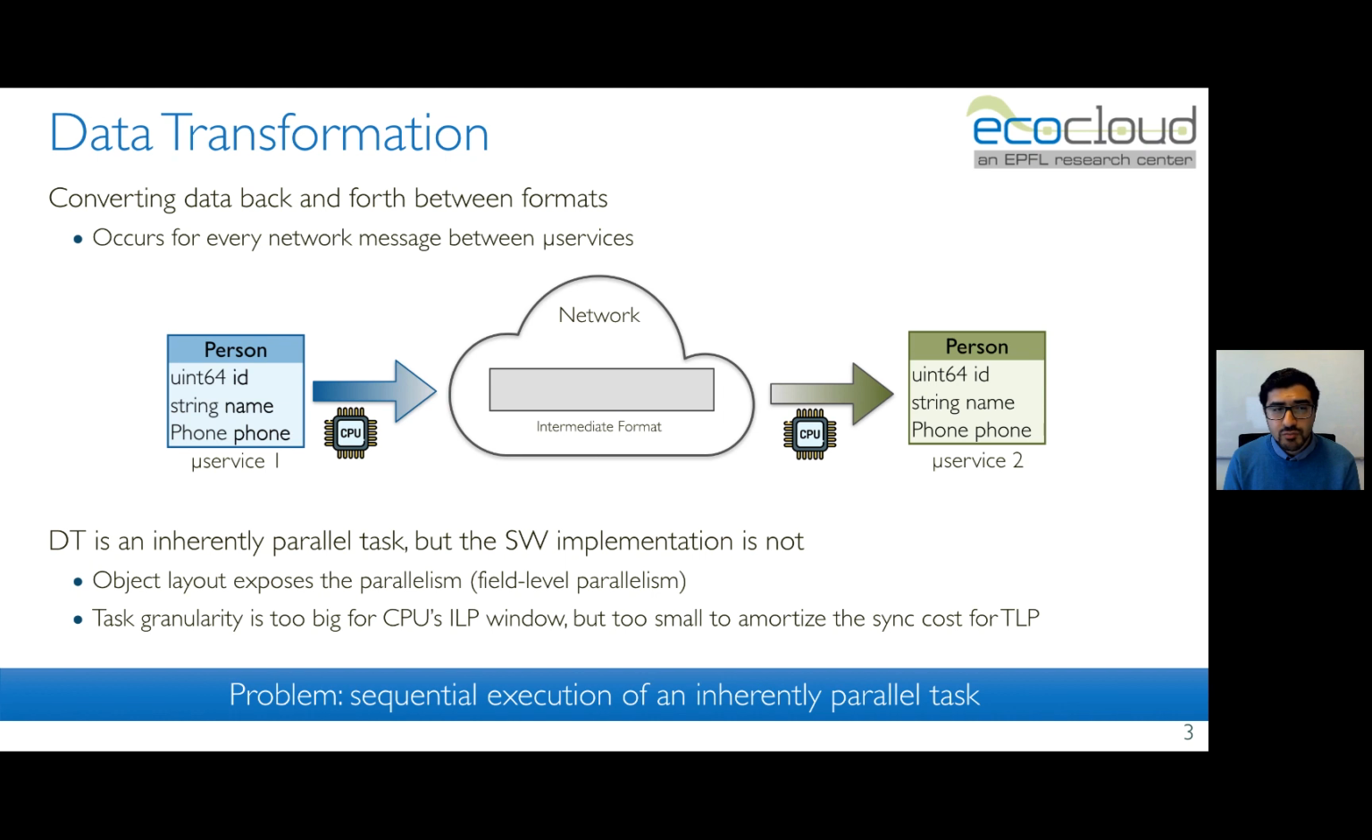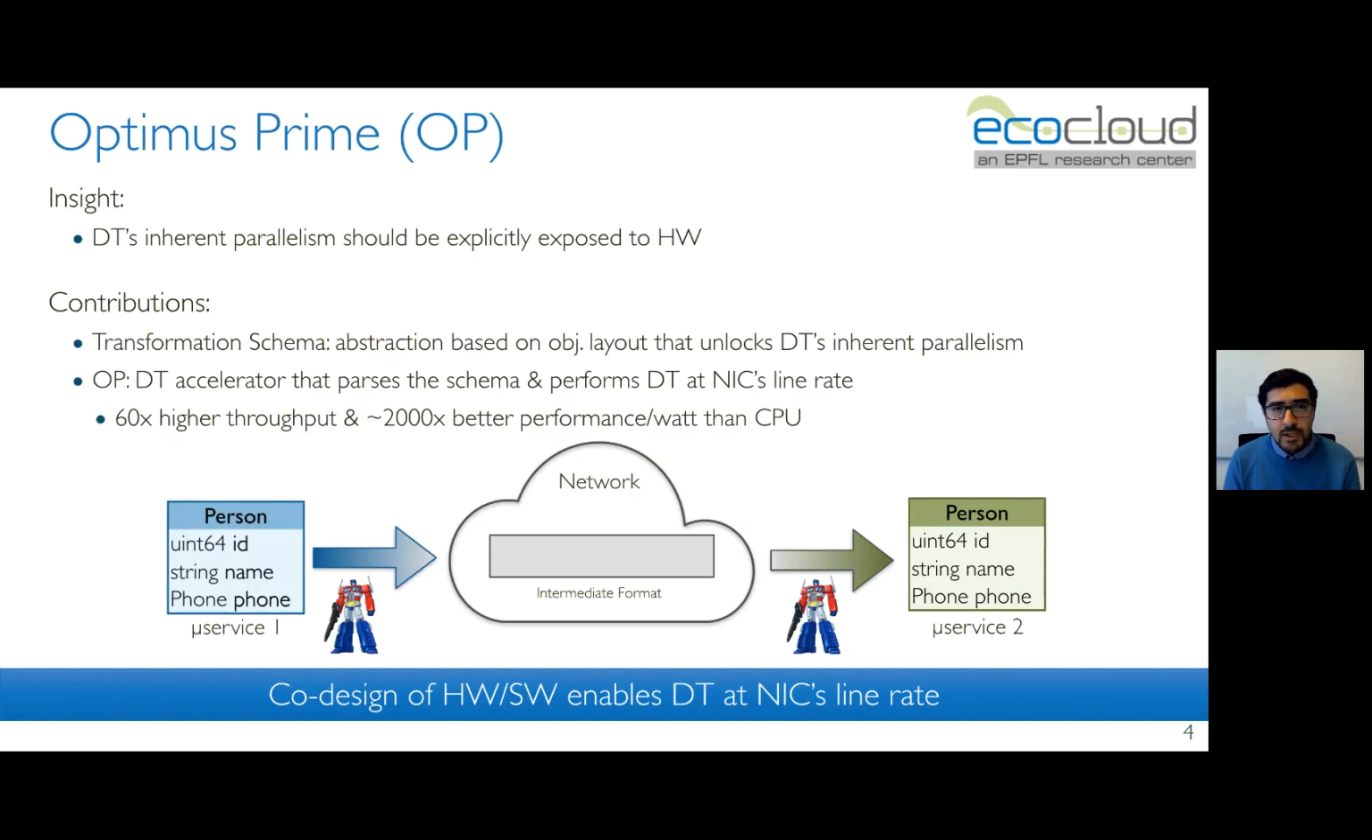While the object layout exposes the field-level parallelism inherently available in this task, the software implementation running on top of the CPU performs these tasks sequentially. The granularity of each transformation is too big for the CPU's ILP window and yet too small to amortize the synchronization cost for thread-level parallelism, hence forcing the sequential execution of this parallel task. So the insight here is DT is an inherently parallel task, and this parallelism should be explicitly exposed to hardware.